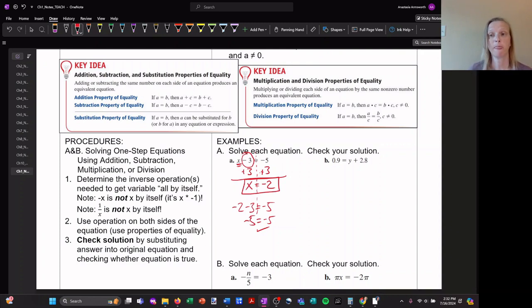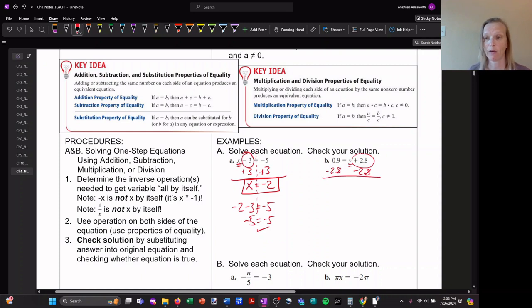Let's look at another example. 0.9 equals y plus 2.8. In this example, y is my variable this time. I'm trying to get y all by itself on one side of the equation. How do I do that? I need to get rid of this adding 2.8. The opposite of adding is subtracting. So I'm going to subtract 2.8 from both sides of the equation. And when I do that, I get that y equals negative 1.9.